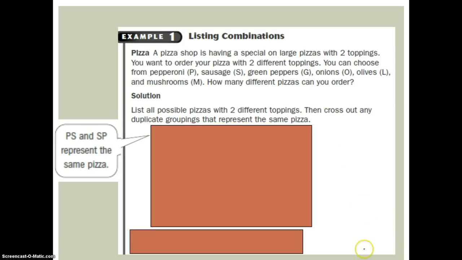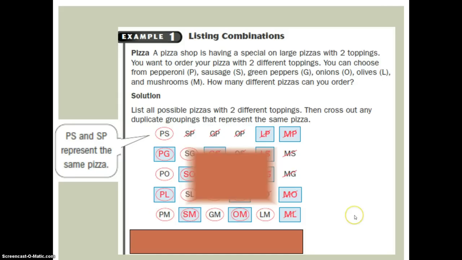Example 1. A pizza shop is having a special on large pizzas with 2 toppings. You want to order your pizza with 2 different toppings. You can choose from pepperoni, sausage, green peppers, onions, olives, and mushrooms. How many different pizzas can you order? Let's start by listing all possible pizzas with 2 different toppings.